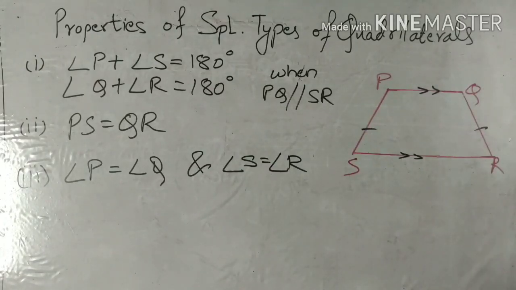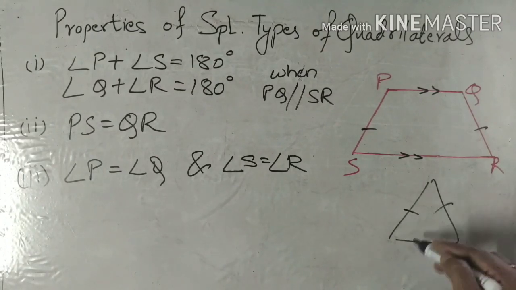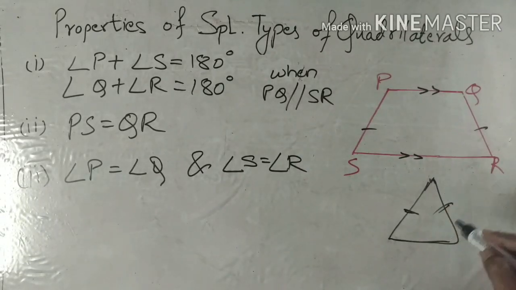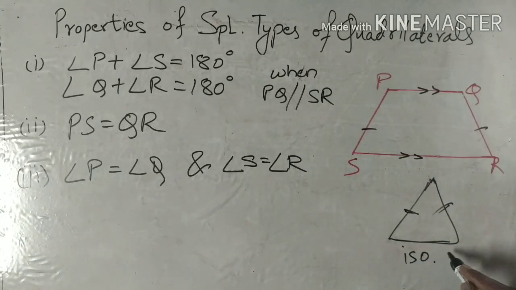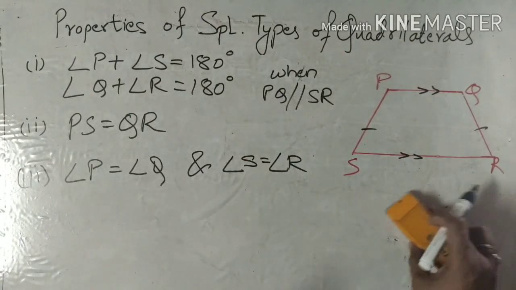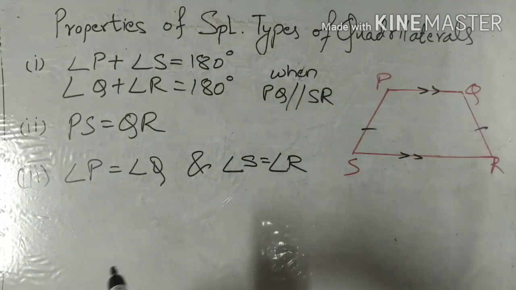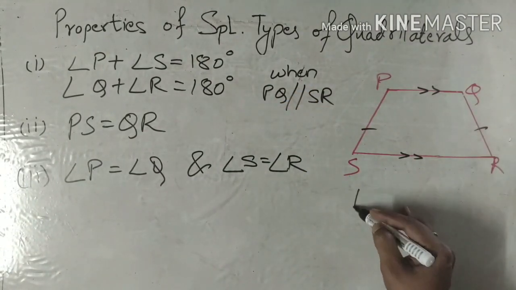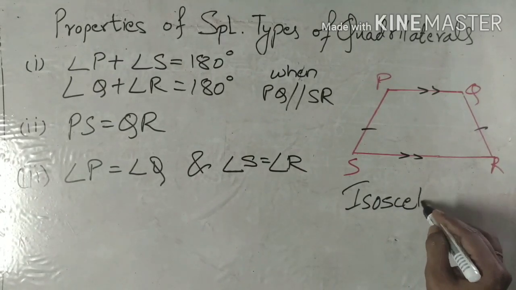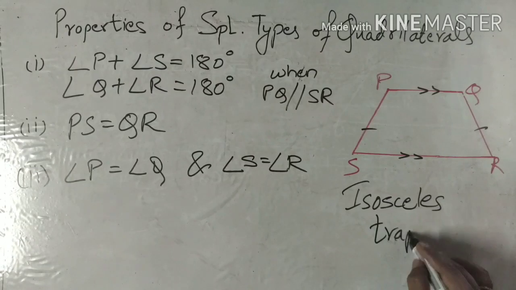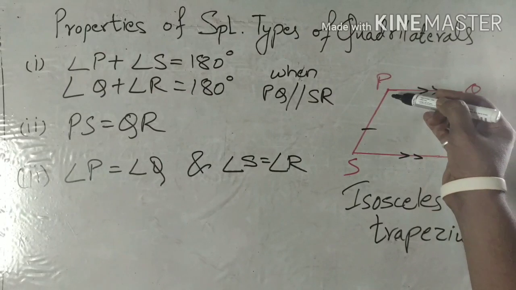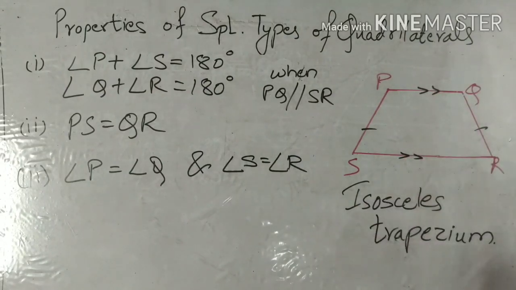If you remember, a triangle with two sides like this, which are congruent, is called an isosceles triangle. Similarly, as we have concluded from the first point that this is my trapezium, this trapezium is called an isosceles trapezium. Why? Because the non-parallel sides are equal.